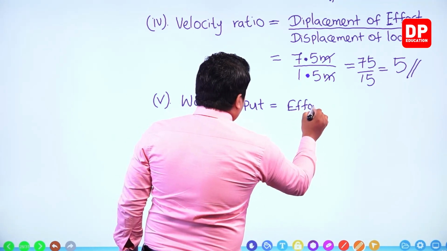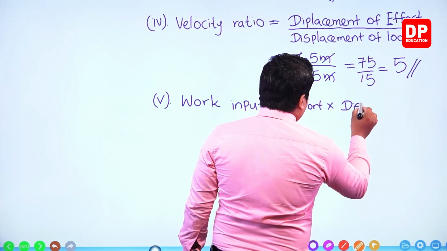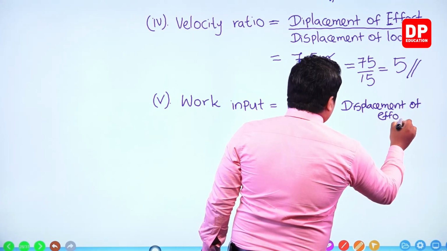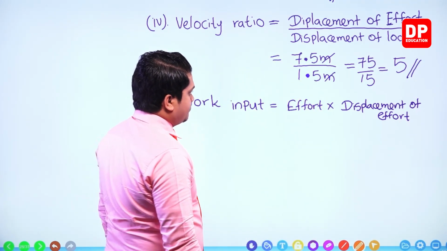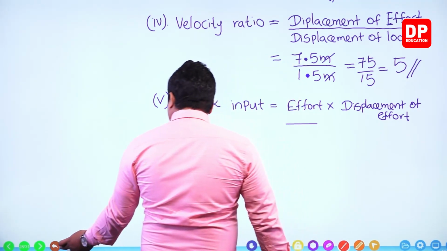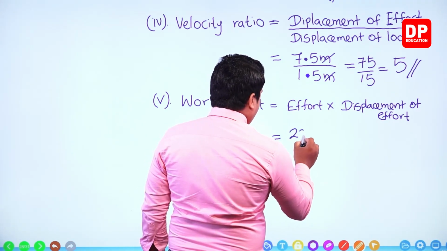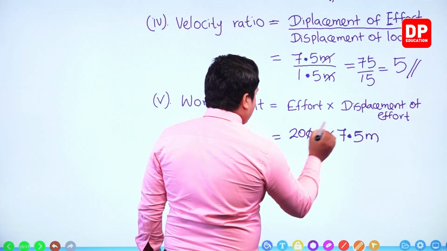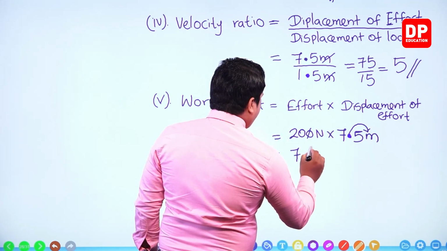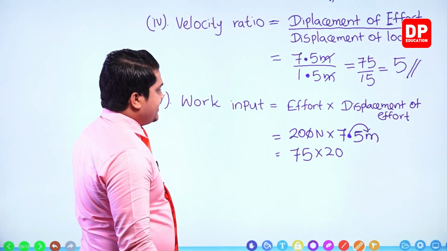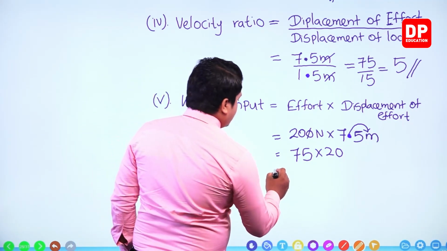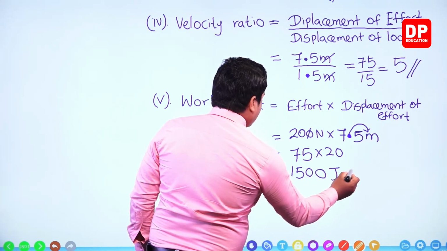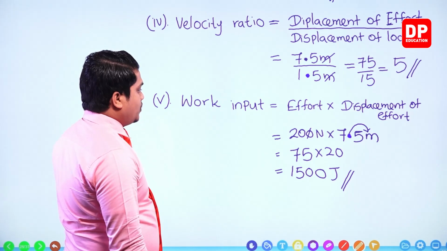Work input is effort multiplication displacement of the effort. So effort is 200 Newton, displacement is 7.5 meters. Cut 0, take 1 to the other side. 75 into 20 means 75 times 2. 75 times 2 is 150 plus another 0, 1500 joules. 1500 joules, the work input.